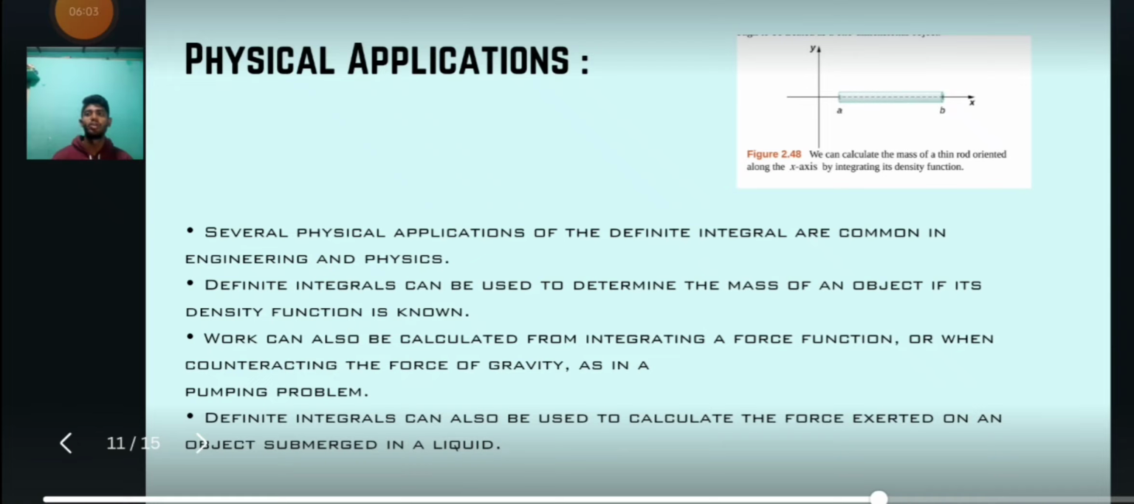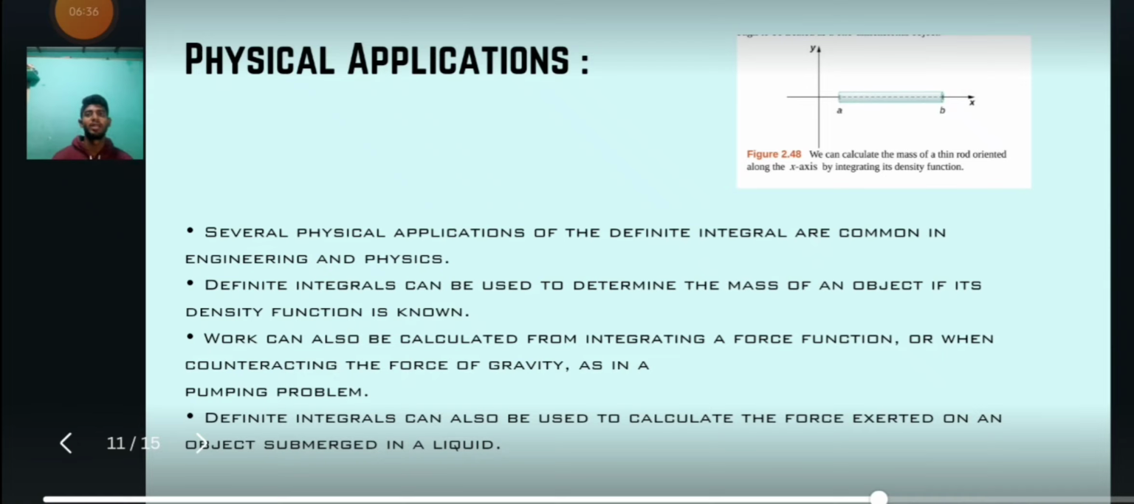Orient the rod so it aligns with the x-axis. Means it is aligning with the x-axis, with the left end of the rod at x equals a, and the right end of the rod at x equals b. See, as mentioned in the figure. Note that although we depict the rod with some thickness in the figures, for mathematical purposes we assume the rod is thin enough to be treated as a one-dimensional object.